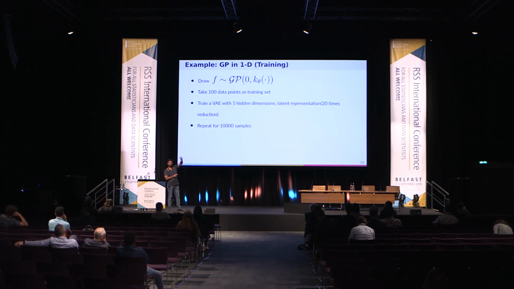So my data set earlier was in 100 dimensions. If I had been doing any kernel thing or GP thing, I would have been doing it for 100 dimensions. Now I'm just using 5 dimensions, which is going to be my latent representation, essentially a 20 times reduction in my space. And now I can take many different samples of f from this space and train my VAE over all these functions.